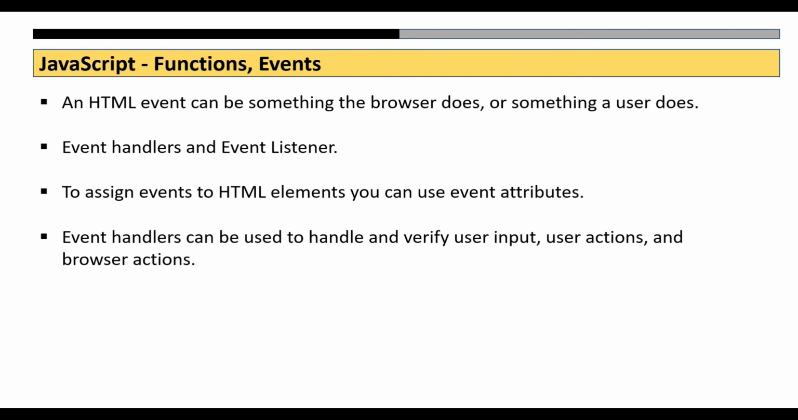In very layman language, an event is nothing but a happening, an action that is occurring by either a user or a browser. Now let's see it through the code.